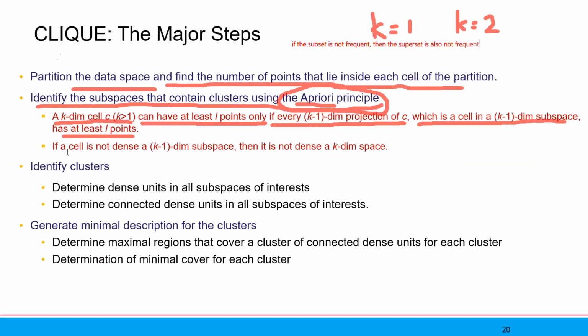So we can say like this. If a cell is not dense in this subspace, then it is not dense in the k-dimensional space. In other words, if the k minus 1 dimensional one, which is the subset, is not dense, then the superset, or the k-dimensional space, is also not dense.